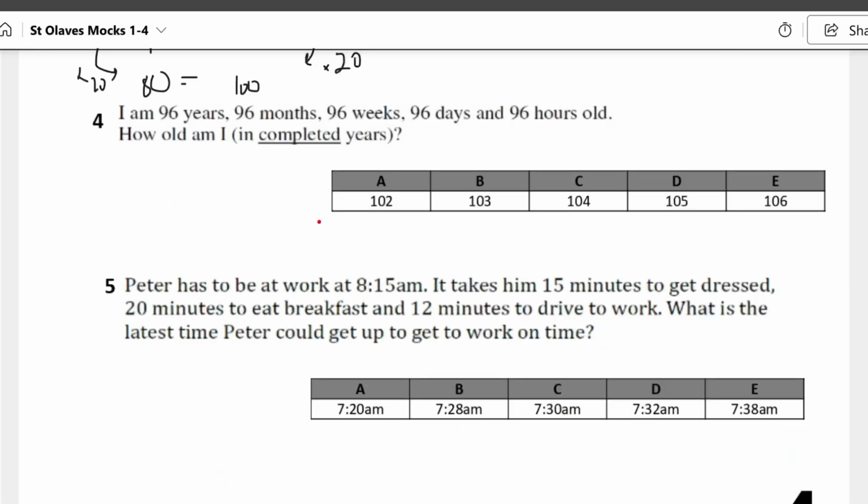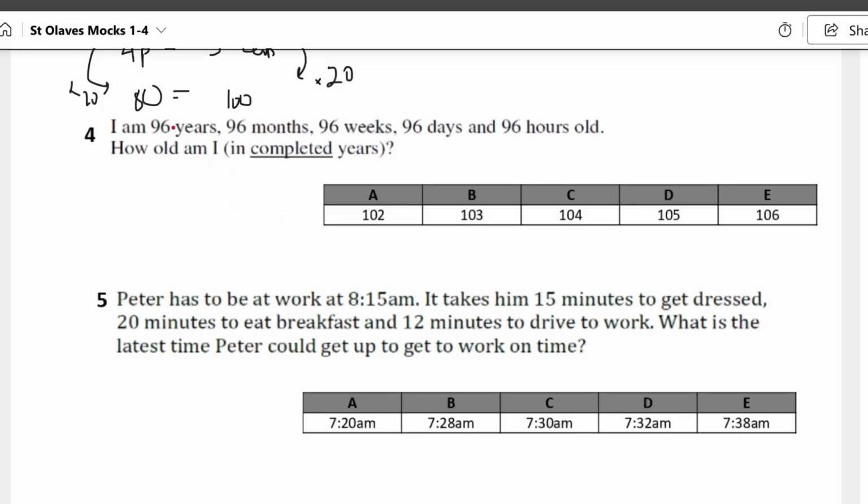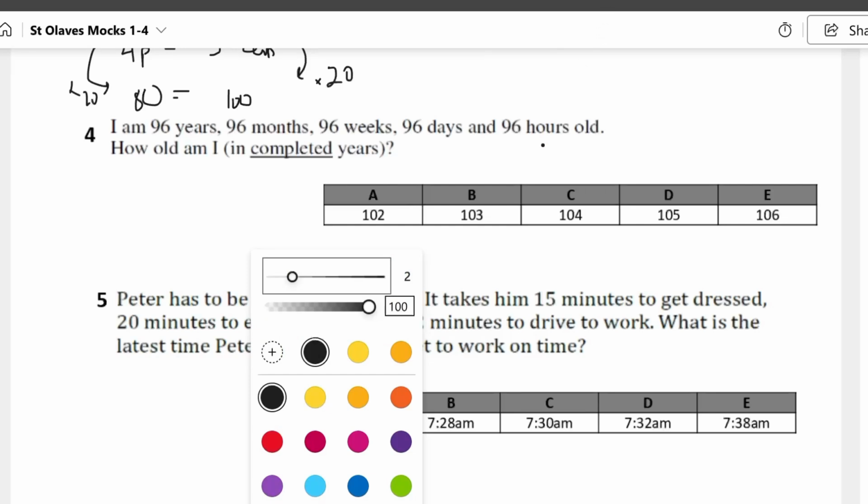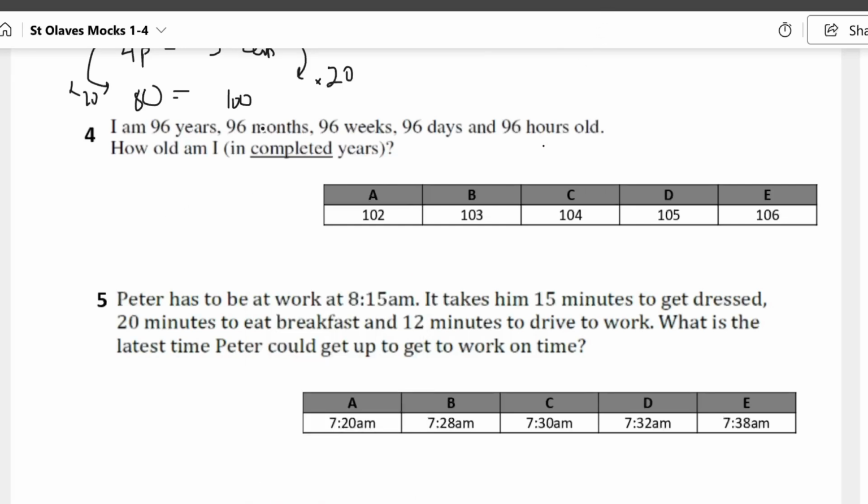For question 4, we have a few steps we need to figure out. 96 years, we already know how many that is in years, it's just 96. 96 months, to find out how many years that is, we're going to just divide it by 12 because there are 12 months in 1 year, and we end up getting 8 years. 96 weeks, we know how many weeks are in 1 year. So I'm just going to go ahead and highlight this so we know what we're going to add up later on. Then we have 96 days. We know actually 96 weeks. So how many? We have 52 weeks in 1 year. 52 weeks equals 1 year.